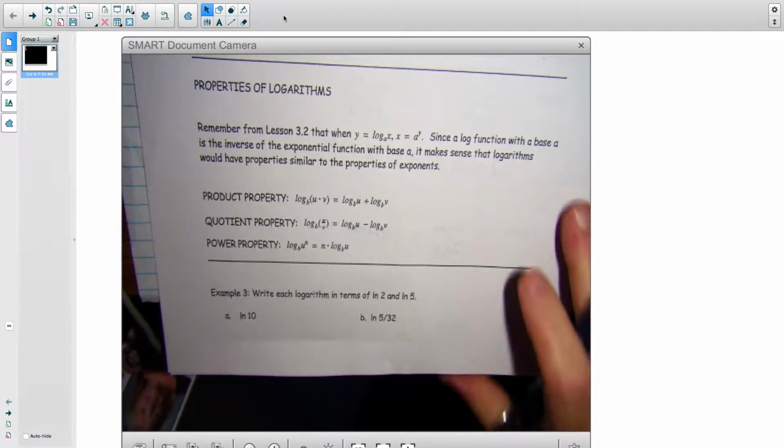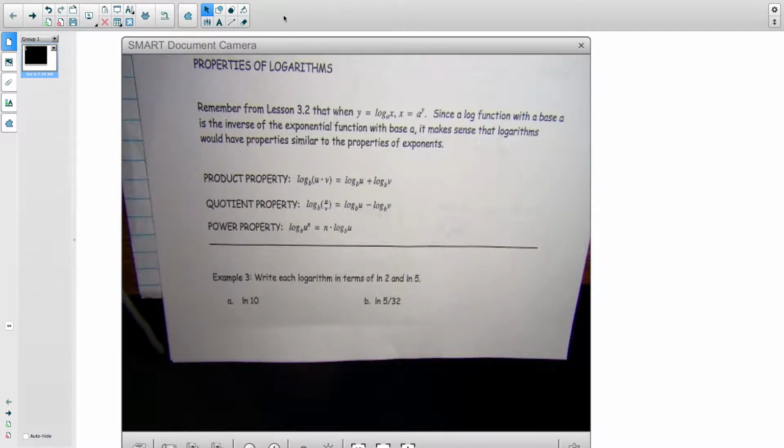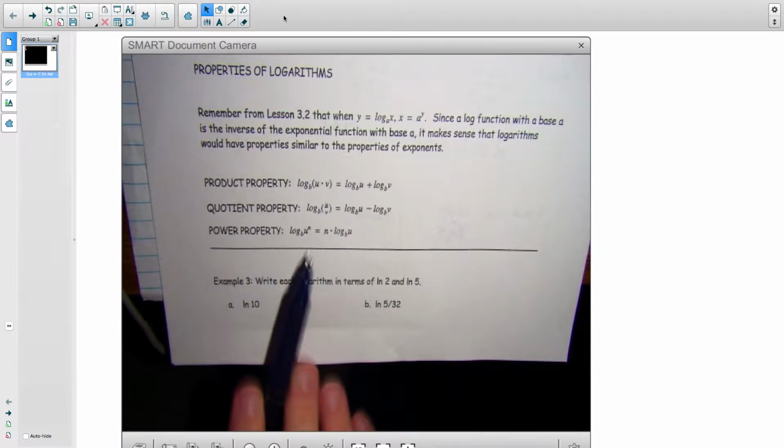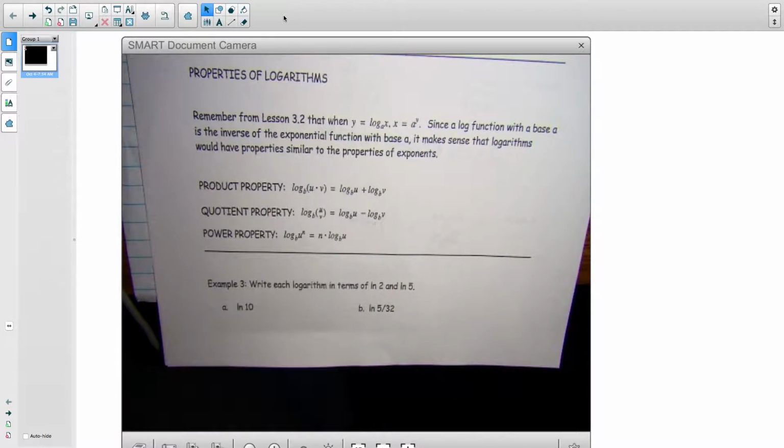All right, and what we're going to look at is these properties, and we talked about the one just a little bit yesterday, basically in passing. It says, remember in lesson 3.2 that when y equals log base a of x, x equals a to the y. Since the log function with base a is the inverse of the exponential function with base a, it makes sense that logarithms would have properties similar to properties of exponents.